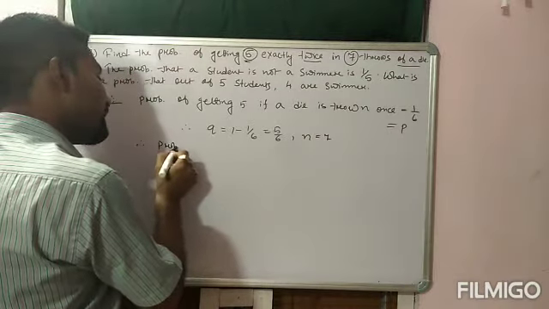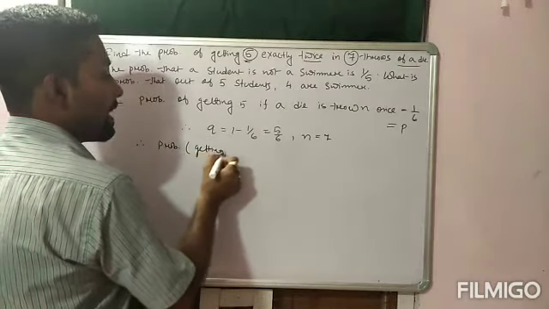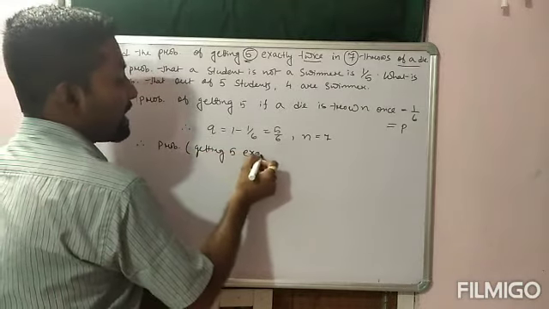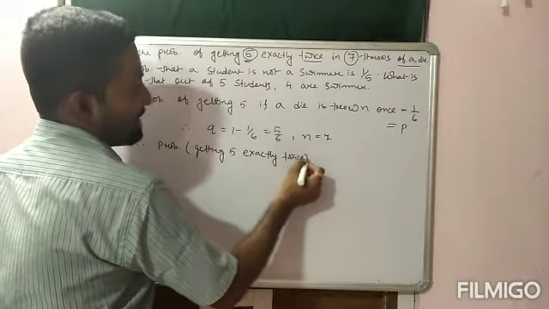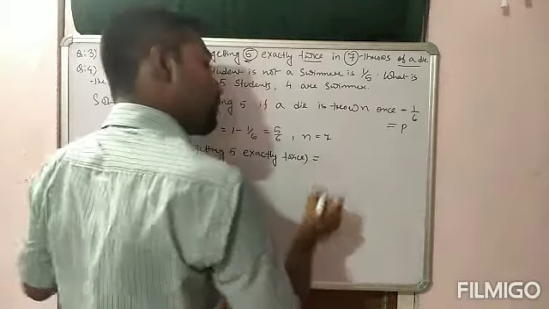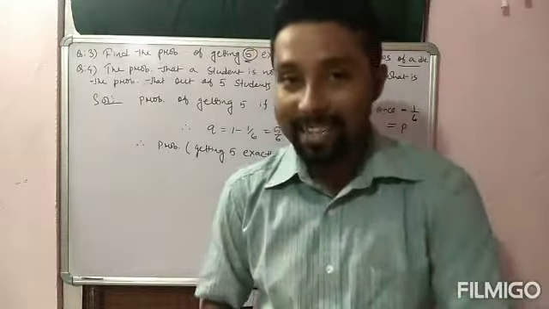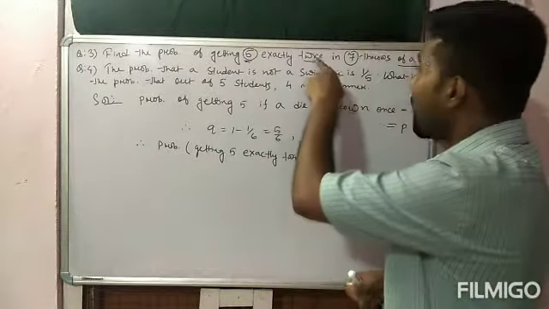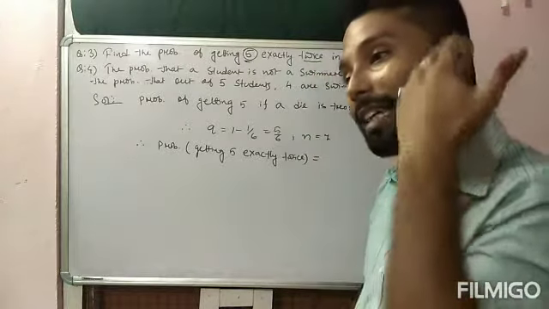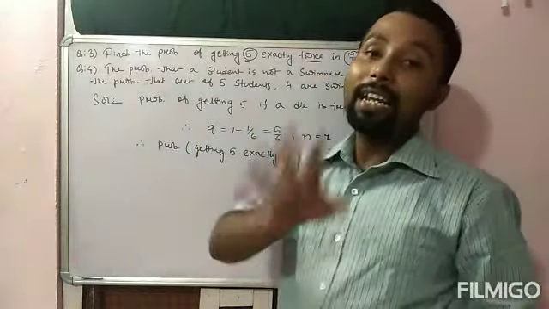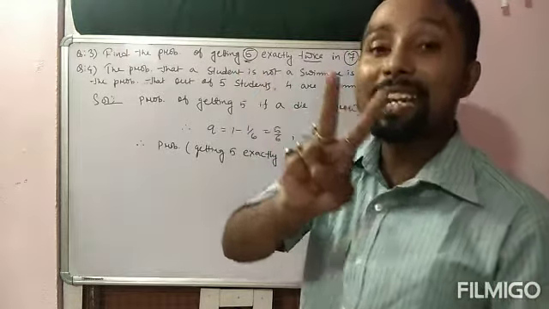Probability of getting 5 exactly twice, this is equal to, देखो 7 टाइम्स थ्रो किया गया है, लेकिन 7 टाइम्स के लिए सक्सेस नहीं पूछा. सक्सेस किसके लिए पूछा? गेटिंग 5 एग्जैक्टली ट्वाइस, 2 बार. You have to throw the die 7 times, but you need the face 5 exactly twice.